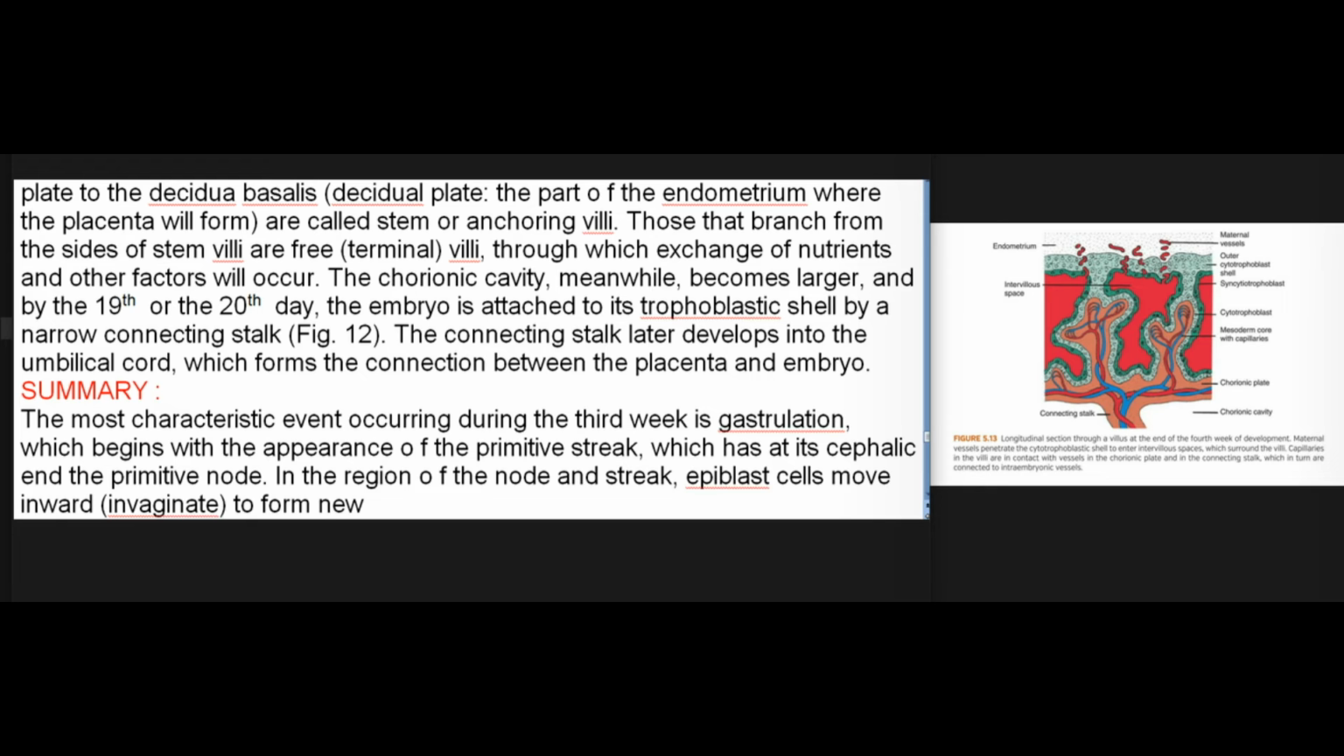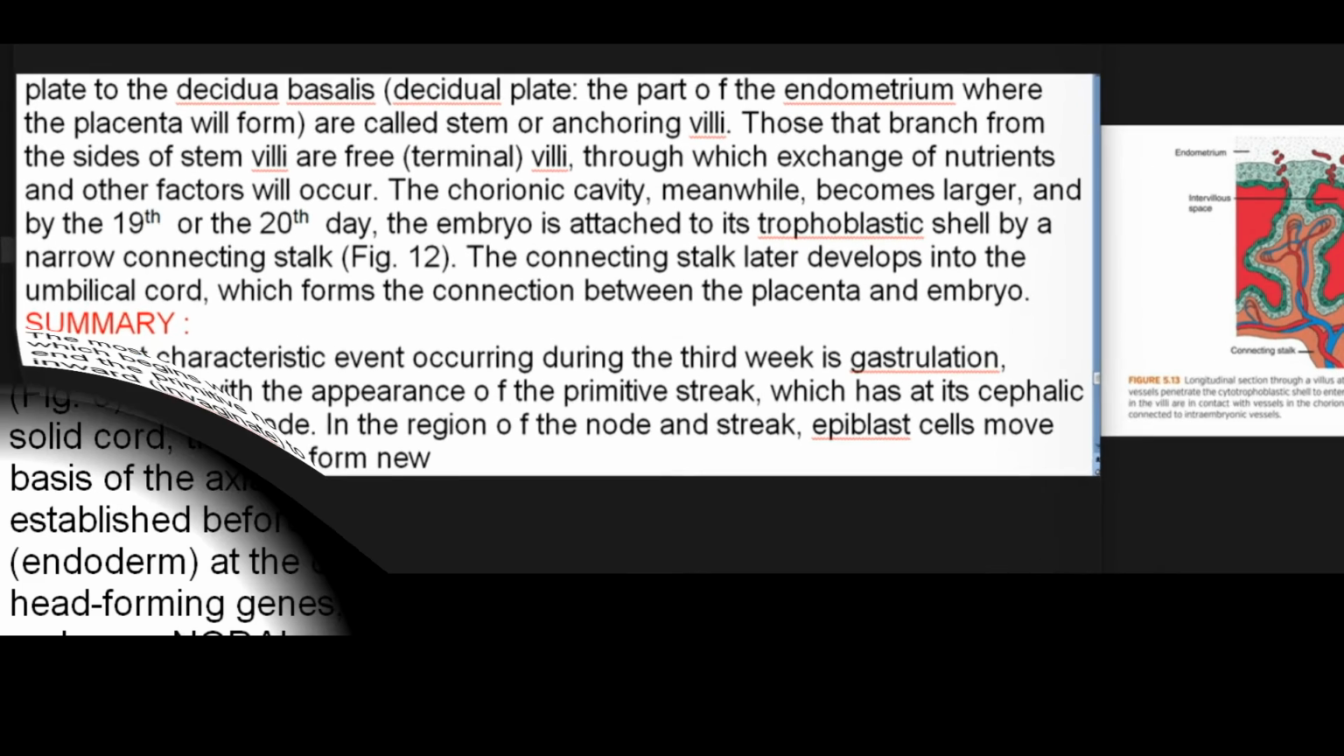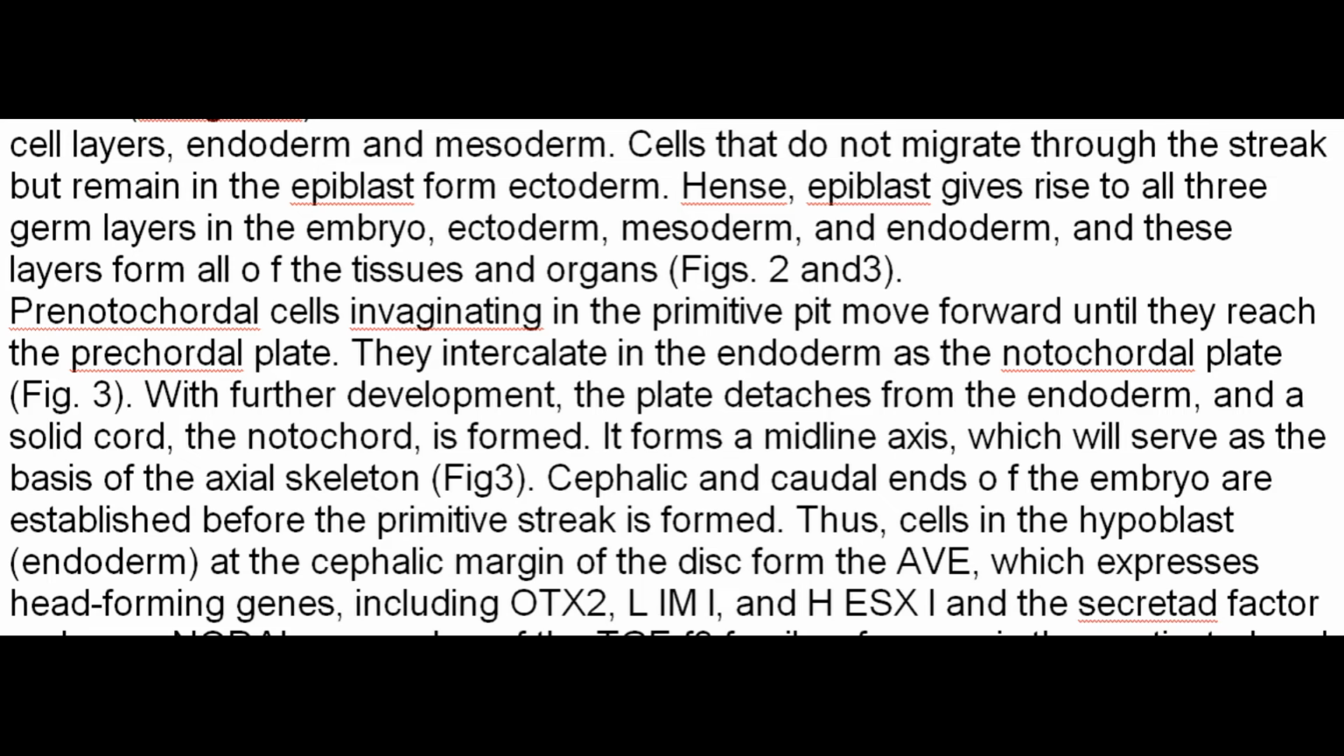Summary: the most characteristic event occurring during the third week is gastrulation, which begins with the appearance of the primitive streak, which has at its cephalic end the primitive node. In the region of the node and streak, epiblast cells move inward, invaginate, to form new cell layers, endoderm and mesoderm. Cells that do not migrate through the streak but remain in the epiblast form ectoderm. Hence, epiblast gives rise to all three germ layers in the embryo, ectoderm, mesoderm, and endoderm, and these layers form all of the tissues and organs, Figs 2 and 3.